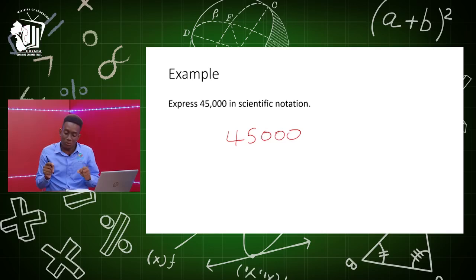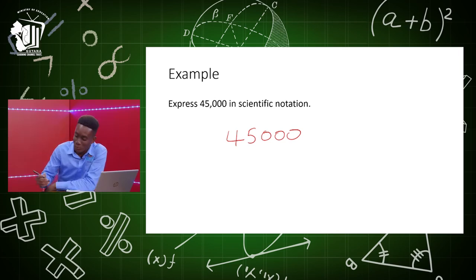So let's look at 45,000. The first thing we want to do with this 45,000 is move the decimal point and put it between the first two digits, a number greater than 1 but less than 10. Or we can say the first two non-zero digits. Alright, so we know the decimal point is here. It's at the end of the number. So we move it 1, 2, 3, 4.